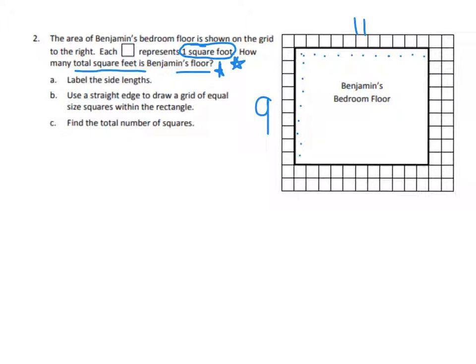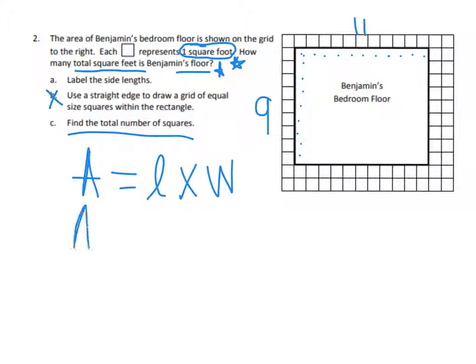I have 9. Then it says to use a straight edge to draw a grid of equal size squares within the rectangle. So we're going to actually go ahead and skip this part because we already have the lengths determined. Now we're going to find the total number of squares. So remember, area equals length times width. So go ahead and solve for the area. Plug in what the length times the width is. Don't forget your label and write your answer as a statement. Pause the video while you work and replay when you are ready or if you get stuck.